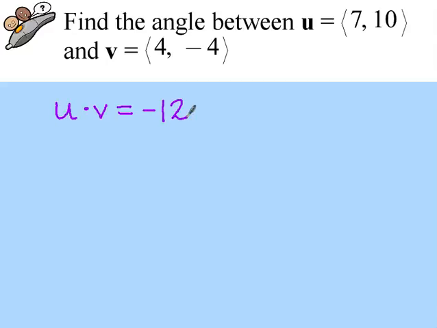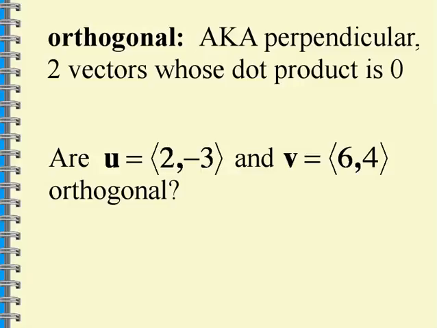Okay, and so then you had the magnitude and magnitude of V. So your answer actually came out to be 100.007 degrees. So now we're going to talk about what orthogonal means. Orthogonal is also referred to as perpendicular, another fancy way to say that two things are perpendicular. We say that two vectors are orthogonal when their dot product is 0. That's how you know, by calculating algebraically, that two vectors are perpendicular or orthogonal. Their dot product will be 0.